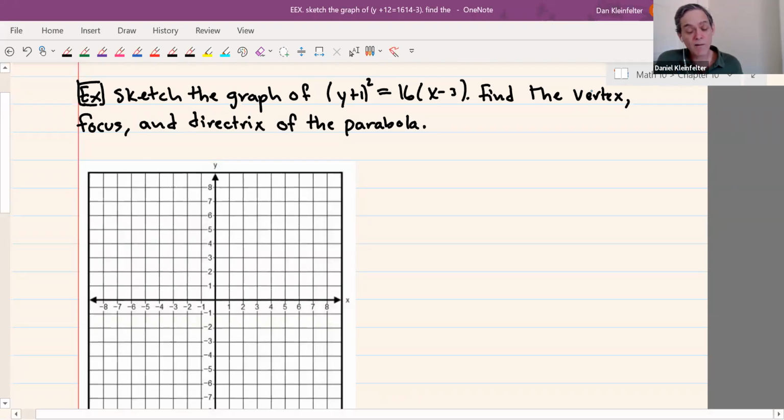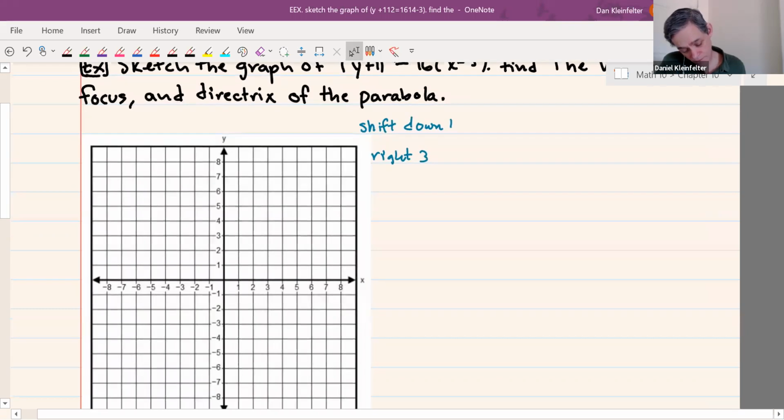All right, so once again, we're going to be sketching a shifted parabola. We're going to find the vertex, the focus, and directrix of the parabola. Taking a look at the equation, we have (y + 1)² = 16(x - 3). The y + 1 part means that it will be shifted down 1, and the x - 3 means that it should be right shifted by 3. So that means that our vertex will be at (3, -1).